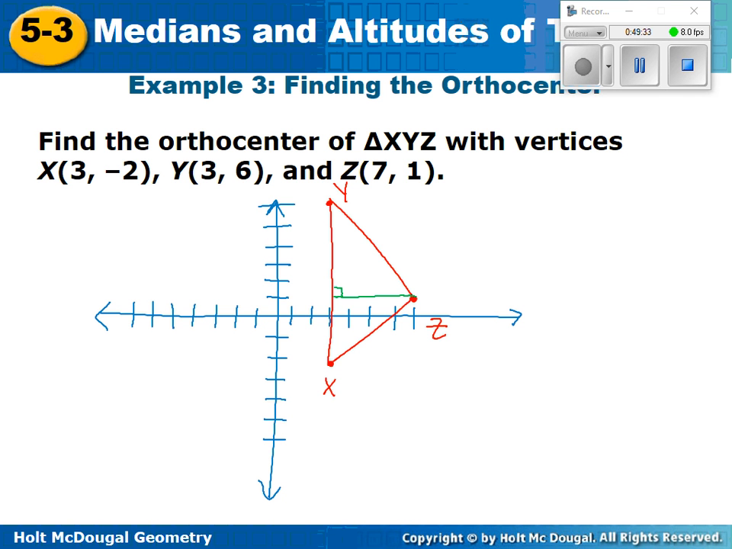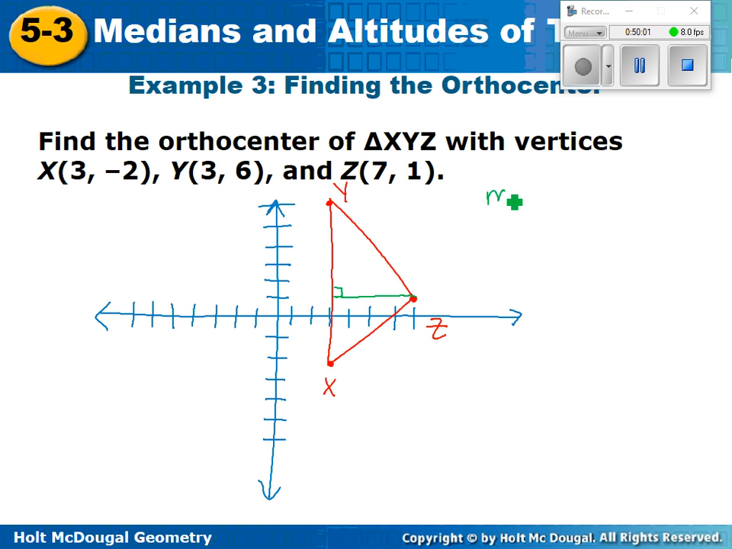Is that okay? Okay, now here's the thing. You can't just estimate where you think it is. You have to make sure you're drawing it so that it is perpendicular. So what do we know about perpendicular lines? Okay, they will make a right angle, but in order to make that right angle, we need to use opposite reciprocal slopes. So we don't need midpoint, but we need slope.